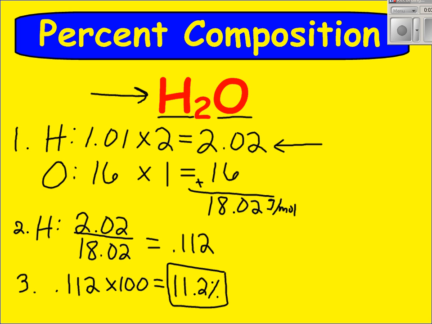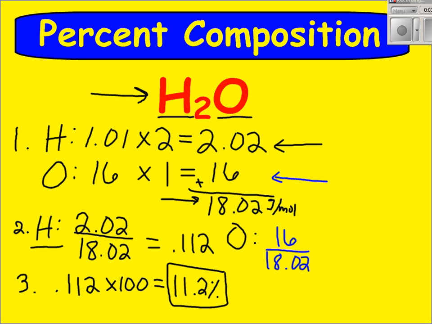Step 1 is going to be the same. We still have the same molar mass because we're working with the same compound. The steps change, however, when you get to 2 and 3. In step 2, we only did the percent for hydrogen. Let's now do it for oxygen. Since we're looking at oxygen now, we're going to use the atomic mass for the oxygen part, which is 16. On the bottom, I'm still going to put the molar mass of the entire compound, 18.02.